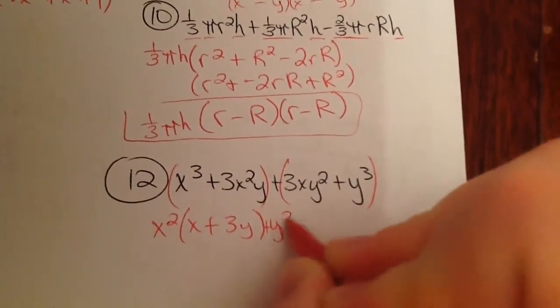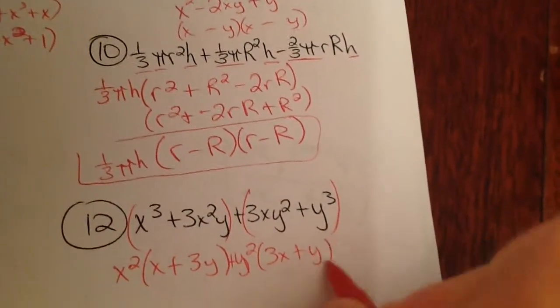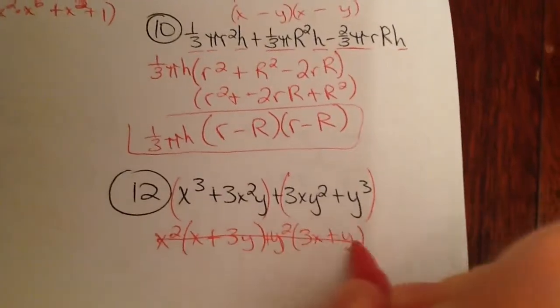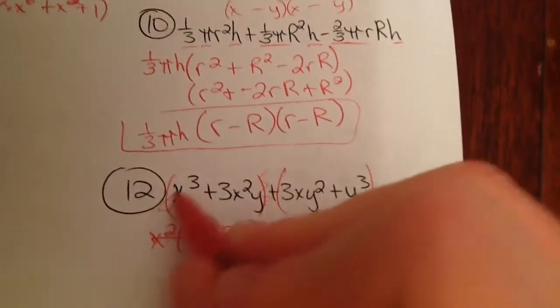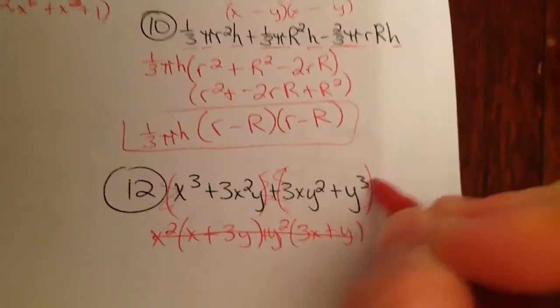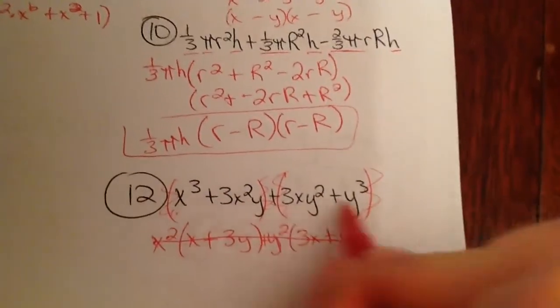That's right. Y squared, 3x plus y. That's x plus 3y. That's 3x plus y. It doesn't work. What did we do? I don't remember. I know the answer because I recognize it, the 1, 3, 3, 1.